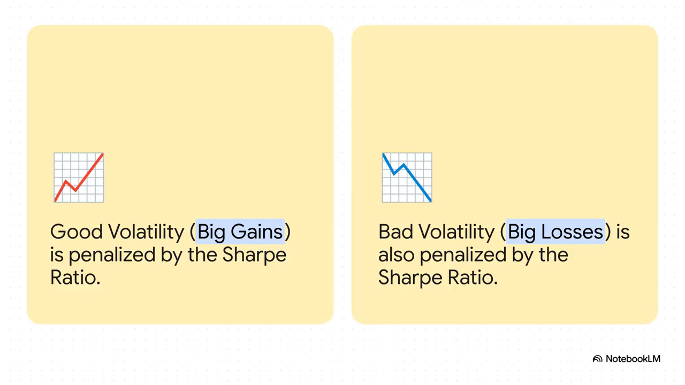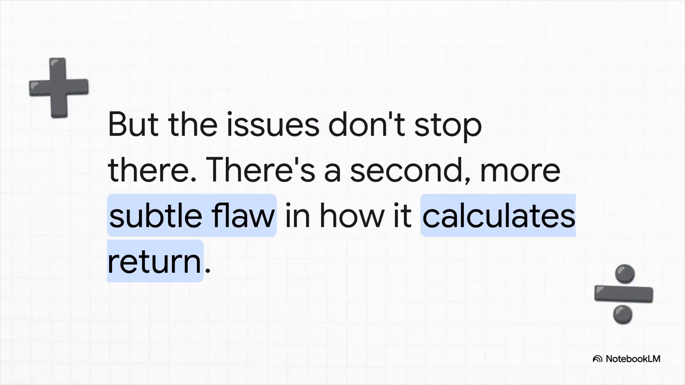See, the Sharpe ratio treats all volatility as equally bad. A massive, unexpected gain is treated as just as risky as a massive, devastating loss. So a strategy that's specifically designed to catch those huge home runs actually gets punished by this metric. It literally penalizes good volatility. But the problems don't stop there. There's a second, maybe even sneakier flaw, hiding in the way it calculates the return.